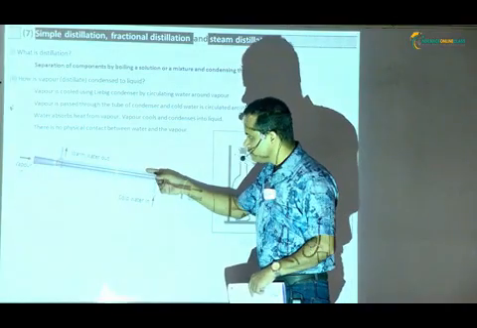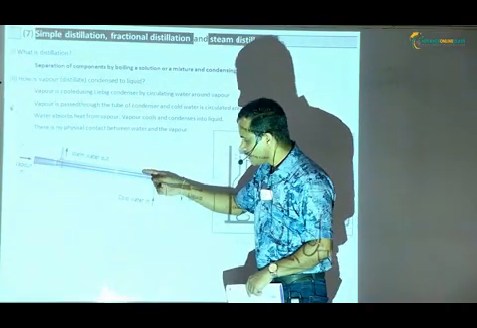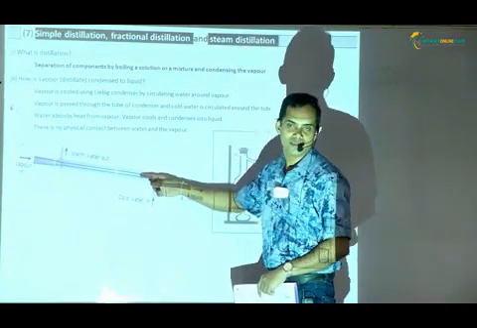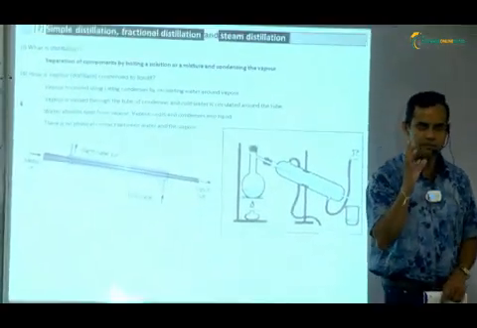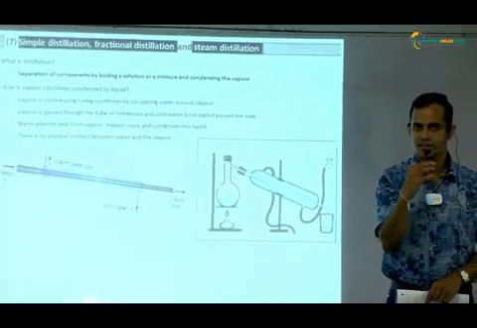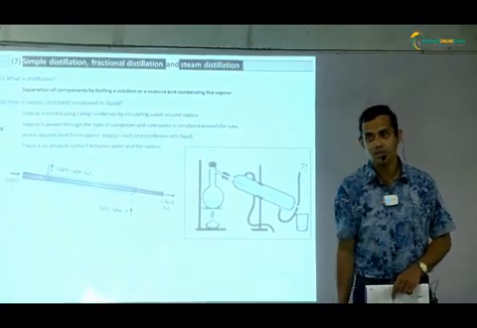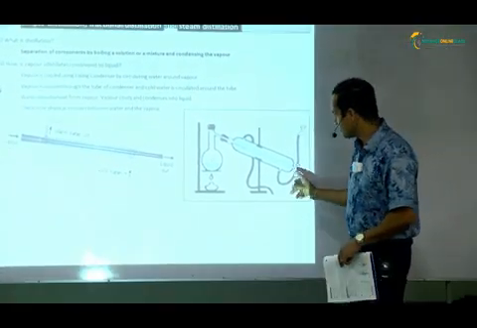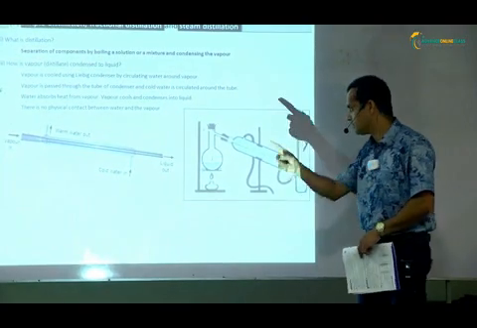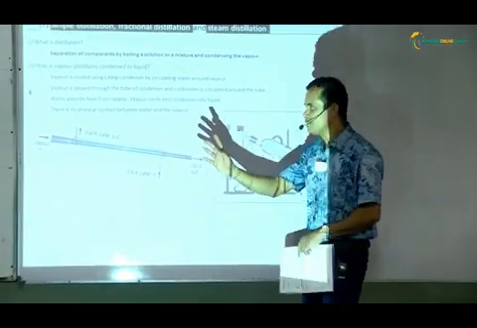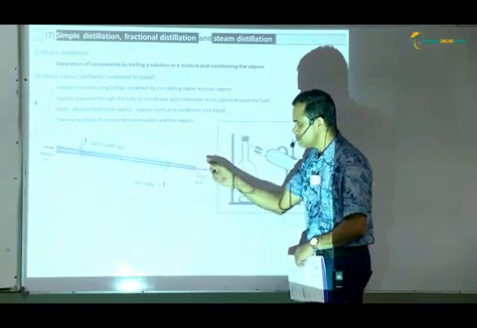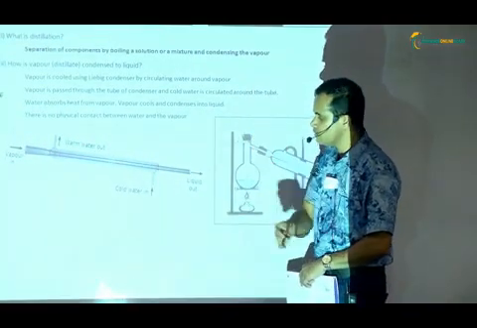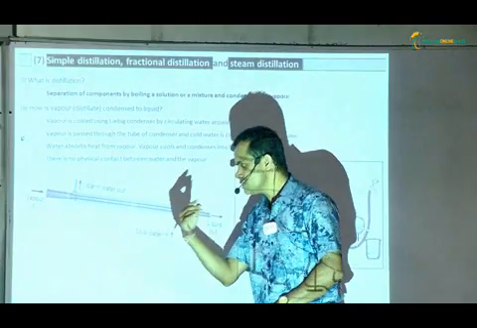Water is outside, vapor is inside. So the water can absorb heat from the vapor through this glass wall. Then what happens? The vapor's temperature decreases. Then the vapor state changes to liquid state. Once again we can collect the liquid drop by drop from this end. And remember, vapor is given in from that end, liquid is taken out from this end. The water is sometimes cold water, sometimes just water.